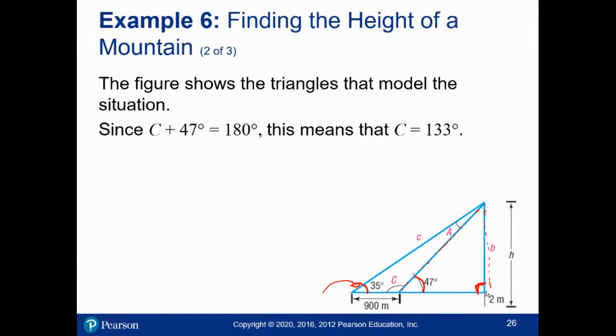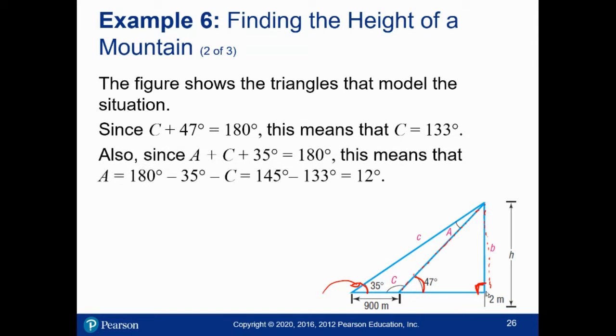So the first thing to do is start filling in angles. That's what we have more information about, right? I have two angles, so let's use that information. Since the angle across from C is 47 degrees, C itself must be 133. Good. Also, in that skinny triangle, now that I have C is 133 degrees and I have another angle of 35, I can find the missing angle.